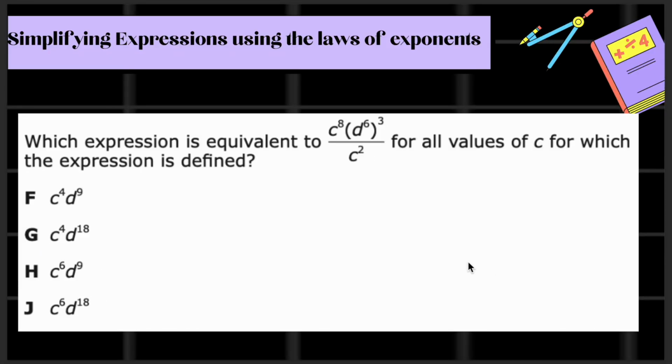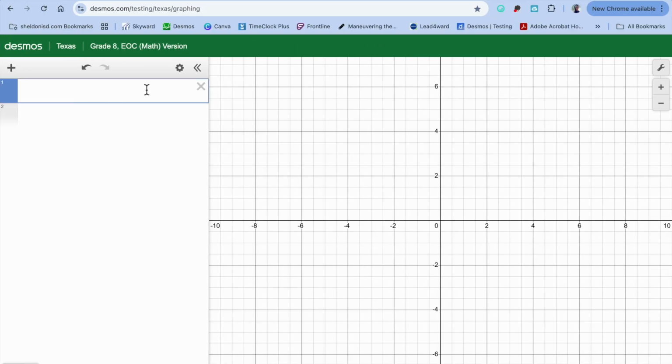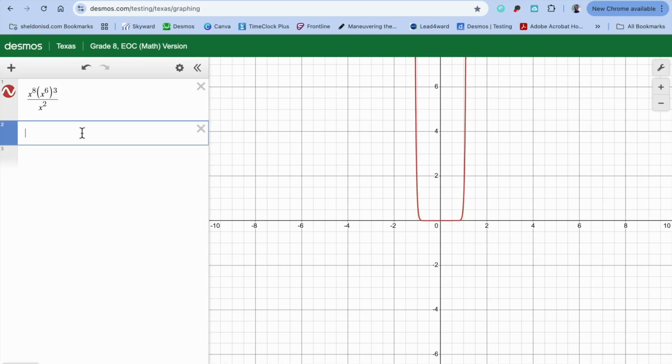This example is over simplifying expressions using the laws of exponents. This question says, which expression is equivalent to c to the 8th power times d to the 6th power raised to the power of 3, all divided by c squared, for all values of c for which the expression is defined. So for this Desmos trick, we're going to take the expression given in the question and put it in Desmos, but instead of the letters given, c and d, we're going to use x. So for c, we're going to replace it with x. For d, we're going to replace it with x. Then we're going to type in each of our answer choices.